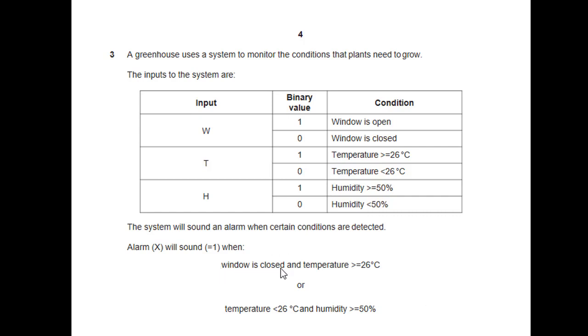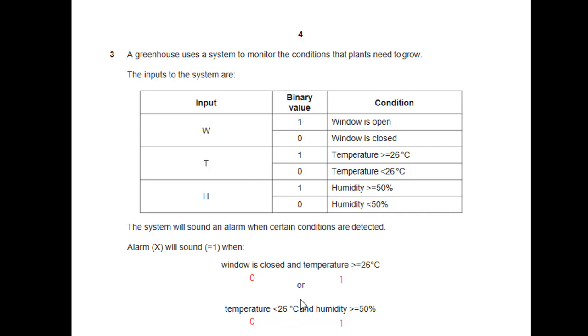But what we need to do is look at the window is closed and temperature. Okay, so window is closed gives me 0. And temperature is greater than or equal to 26, so that's a 1. So I can automatically see I can't have an AND that functions with a 0 and a 1. For an AND circuit to function, both have to be true, both have to be 1. So I'm already seeing that I need to include a NOT gate to convert this 0 into a 1. So essentially it becomes 1 and 1, which means this first part of the logic circuit can become activated.